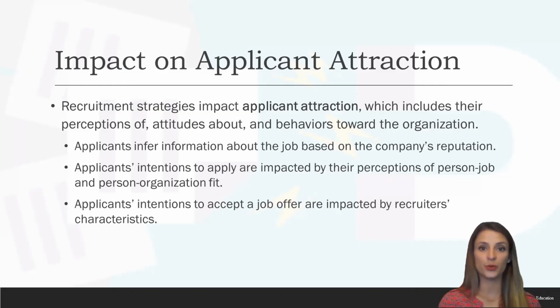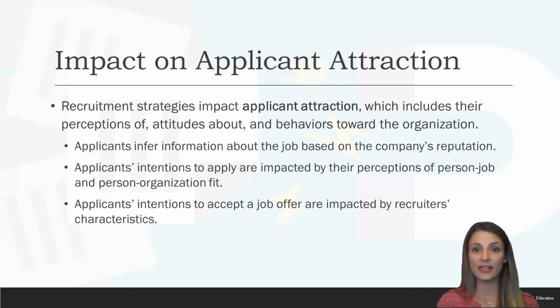One of the reasons why recruitment is so important to personnel psychologists is because it impacts applicants' attraction to the organization. In other words, the decisions we make about recruitment, the methods we use, the wording we use, the information we share, these decisions impact how applicants view the organization and the job opportunity. It is well documented in the research that applicants infer information about the organization based on their experience throughout the application process. If applicants have a positive experience, they are more likely to have positive attitudes about the organization.